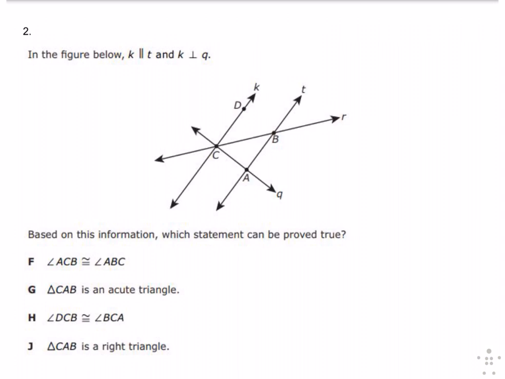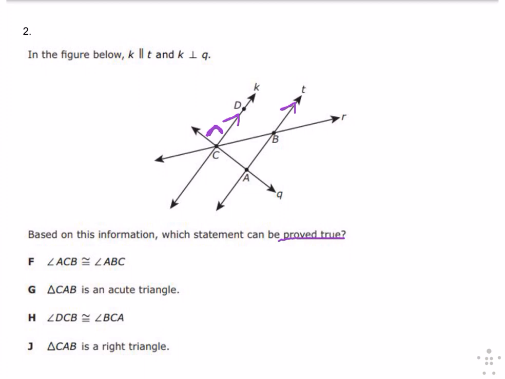Question number 2 says, in the figure below, line K is parallel to line T. So I'm going to write this right here to show that those lines are parallel. And then it says K is perpendicular to line Q. So here's Q and K. So they're perpendicular. That means that right here they're forming a 90-degree angle. Based on this information, which statement can be proven true?